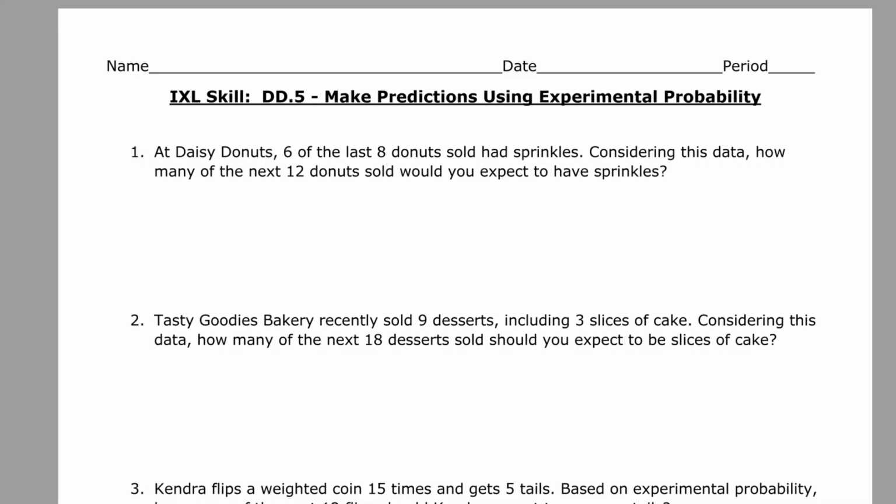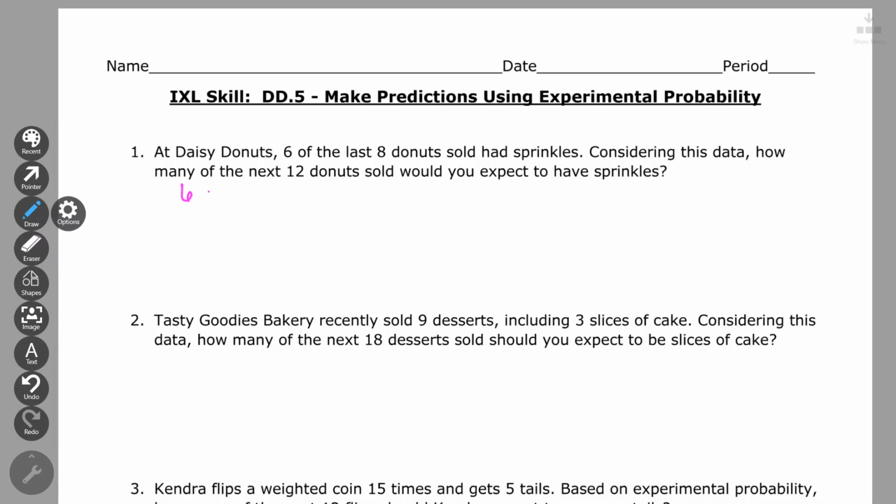Let's look at number 1. At Daisy Donuts, 6 of the last 8 donuts sold had sprinkles. Considering this data, how many of the next 12 donuts sold would you expect to have sprinkles? Well, we know 6 donuts had sprinkles, and we're going to put that over 8 donuts that were sold, the total amount sold. Now, we're going to set that equal to another fraction. This is how we're using proportions to help solve this problem.